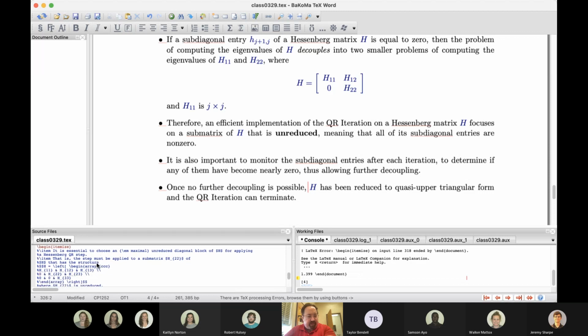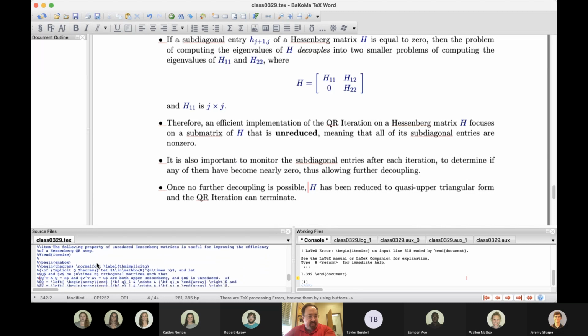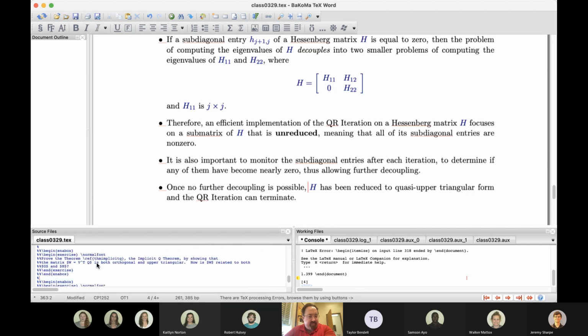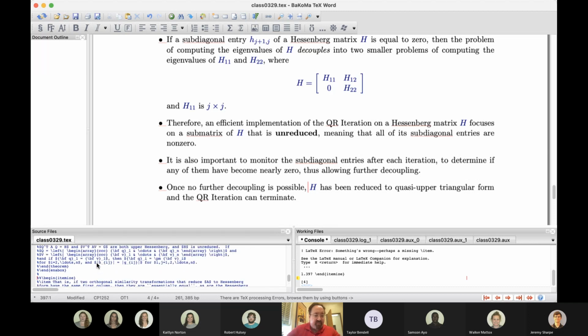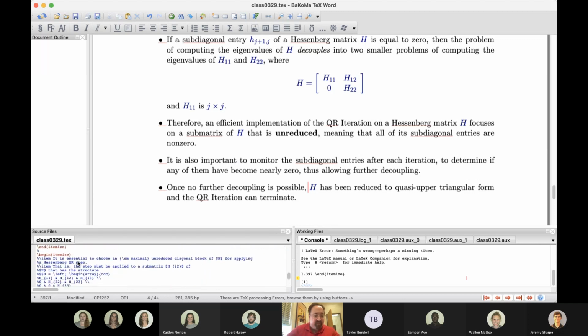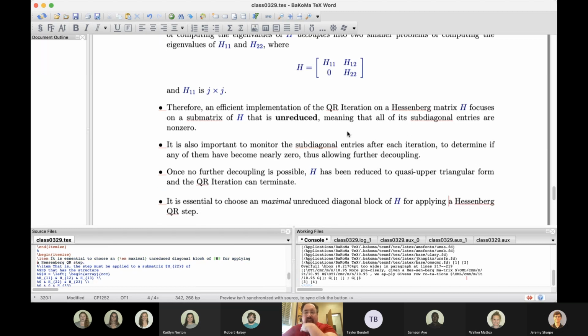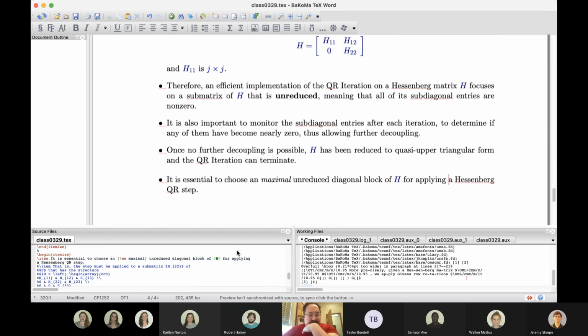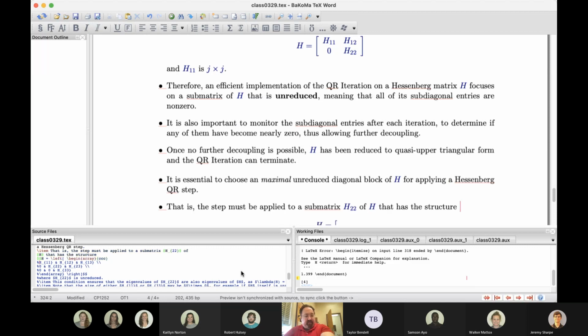But one thing to be careful about: you have to choose a maximal unreduced diagonal block. So you can think of it this way.